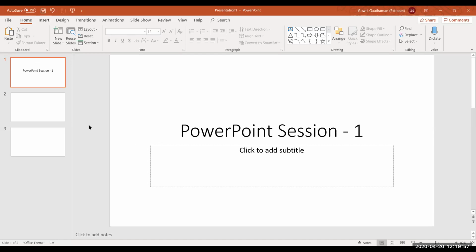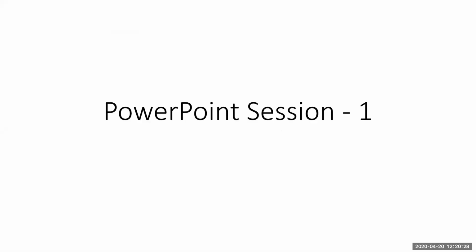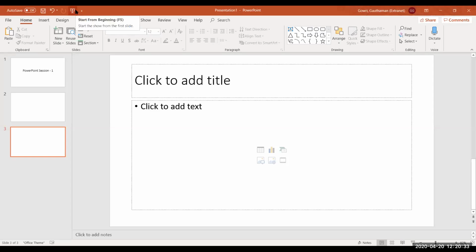Okay, ma'am. Thank you. So this was about the introduction part and the screen layout. We also have a quick access toolbar over here, and you can see you already have a few commands kept there which are regularly used, like save, undo, redo, and also slideshow. The shortcut for the slideshow is F5. As soon as you press F5, it goes to slideshow mode. It will always start from the beginning if you press F5.